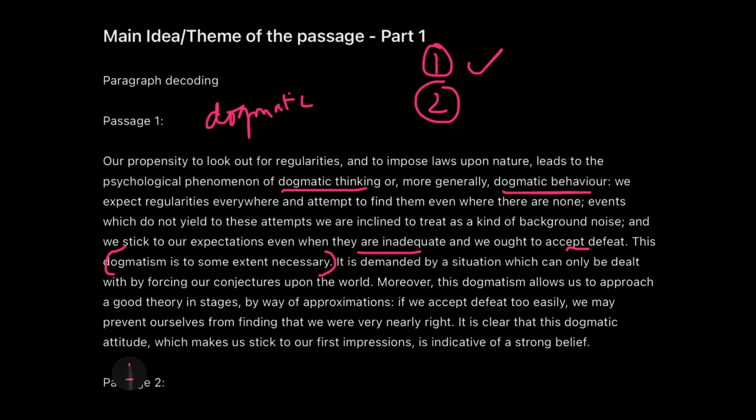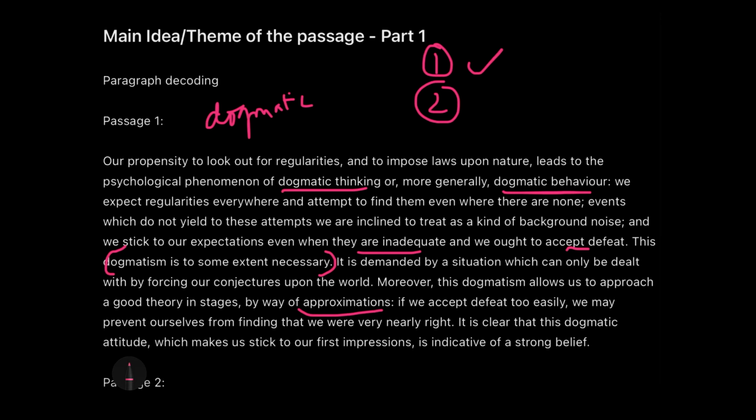नंबर 2 सेज कि क्या ऑथर इसे एक्सप्लेन करने की कोशिश कर रहे हैं कि क्यों डॉगमेटिज्म टू सम एक्सटेंट इज नेसेसरी? यस, the author before this line was talking about the negative aspects of dogmatic behavior, but just after mentioning this point that dogmatism is necessary to some extent, उन्होंने फिर आगे चल के उसे explain किया है. It is demanded by the situation which can only be dealt with by forcing our conjectures upon the world. Moreover, this dogmatism allows us to approach a good theory in stages by ways of approximism, and if we accept defeat too easily, we may prevent ourselves from finding that we were very nearly right.